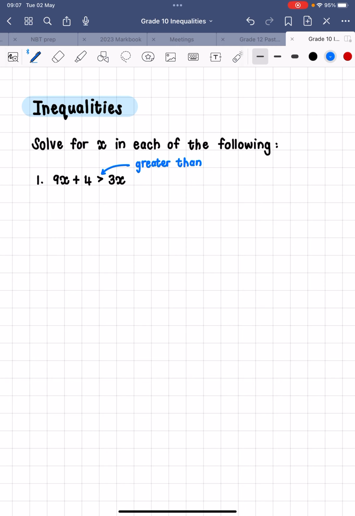Okay, so for example, if x is 1, I'm just going to write here on the side. If x is equal to 1, what would we get on the left? If I sub in x equals 1, I'm going to say 9 times 1 plus 4, right? So 9 times 1 plus 4, what's that? 13. Okay, now if I sub in x equals 1 on the right-hand side, am I going to get a number that is smaller? Let's see.